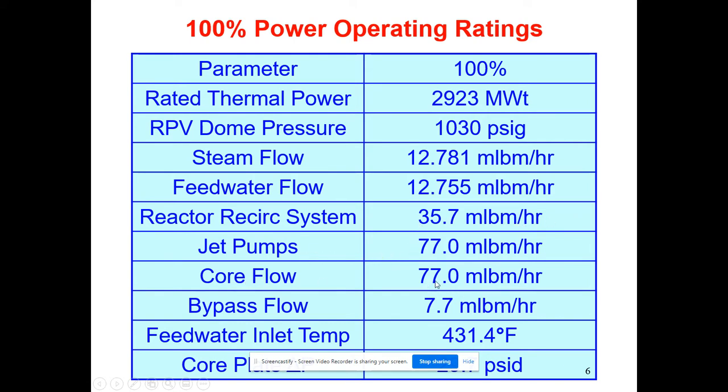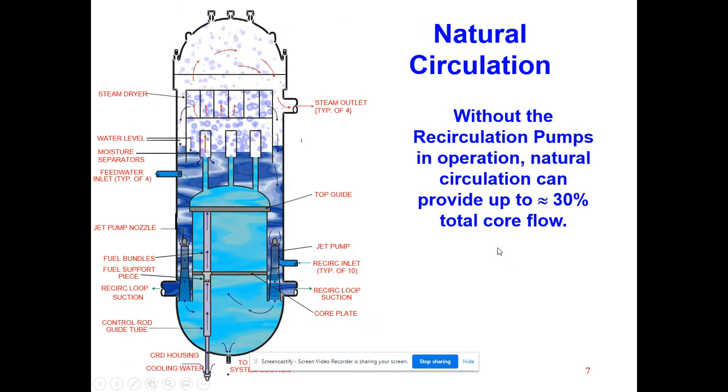So that total core flow is 77 million pounds mass per hour. And the water comes in at around 430 degrees Fahrenheit, and it goes out around 550 degrees Fahrenheit as steam.